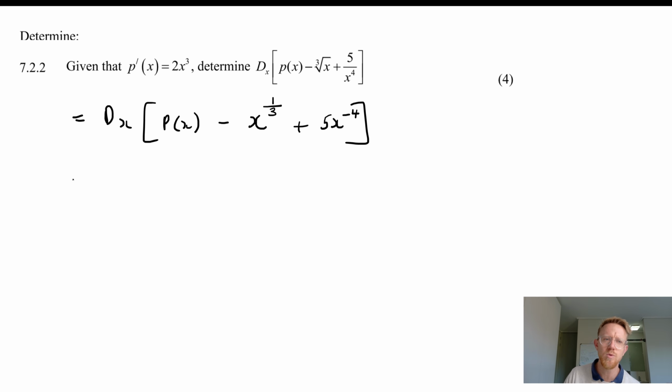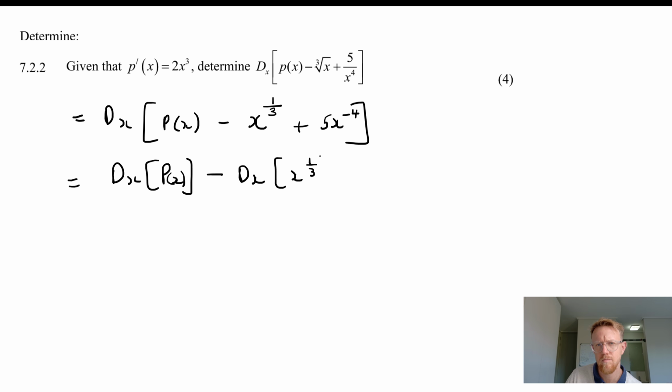Now, there is a rule that says that if you have the derivative of each of these terms, we can just separate it as the derivative of the first one, minus the derivative of the second part, plus the derivative of this last part, so 5x to the negative 4.